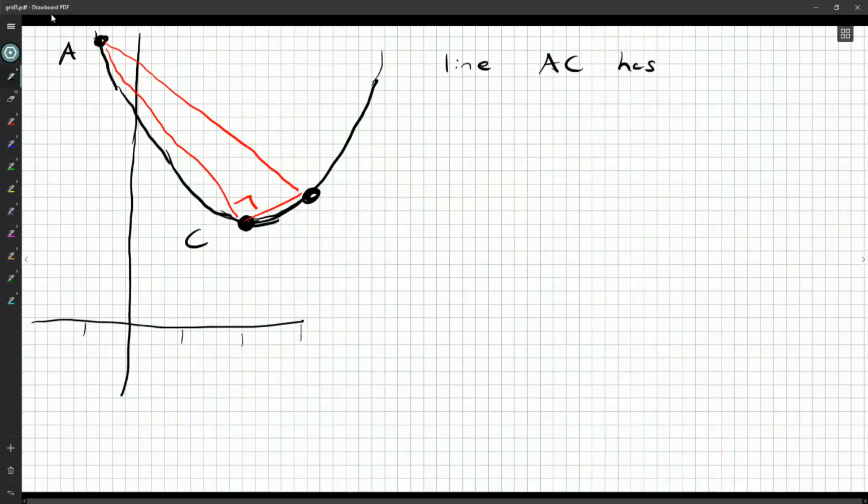Oh, well, actually, to show it's a right angle, you just need to show that the slopes are negative reciprocals. So we could say it has a slope of, the difference in the y's divided by the difference in the x's. So minus 1, minus 2. So this will be 9 over negative 3. So this will be negative 3.